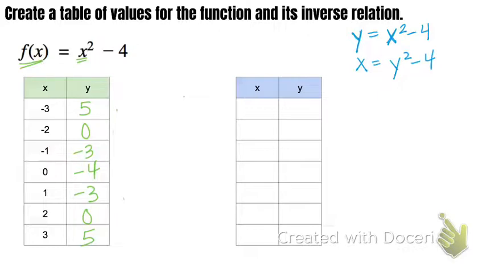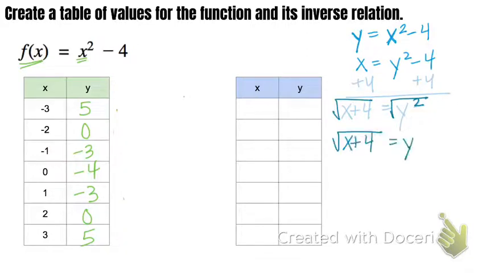Now I'm going to start to solve this for y. So I'm going to add 4 to both sides, and then to get y by itself, I need to undo this square, and I do that by doing the opposite of squaring, which is to take the square root. So I'm going to take the square root of both sides. So I can rewrite this as y equals the square root of x plus 4, or in the inverse notation, you put a little -1 up there. So this is our inverse function that we can then use to find some points.